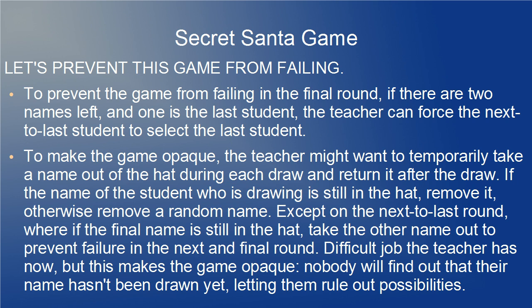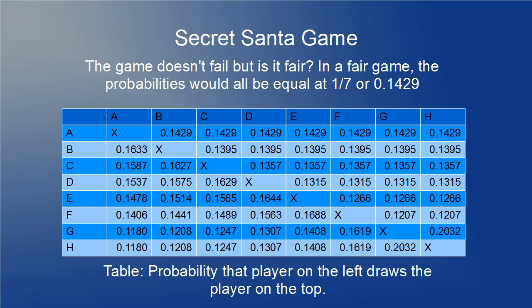Nobody will find out that their name hasn't been drawn yet, letting them rule out possibilities for who has chosen them. So let's update the C++ program to do this final act of failure prevention and run the numbers again with 8 students selecting in order A through H.